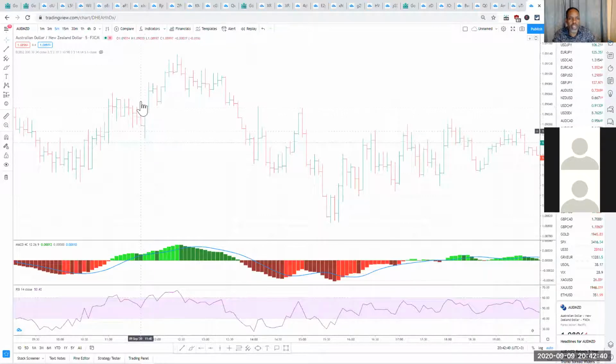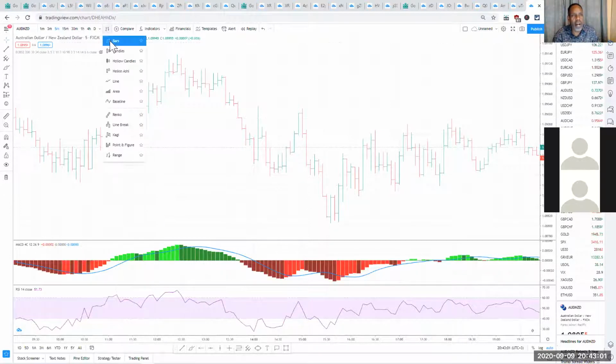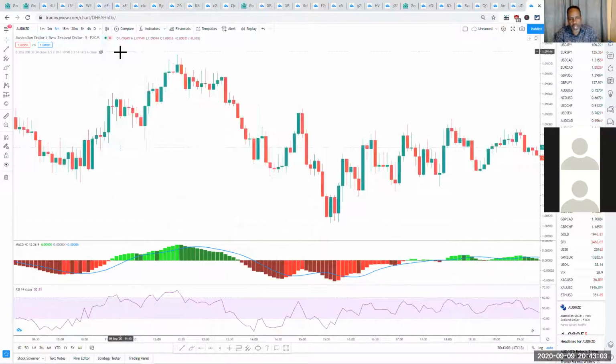So it gives you more information than just a line chart, all right? It gives you more information of what happened within the 5 minutes, okay? Now, a modified version of a bar chart is now the candlestick, all right?